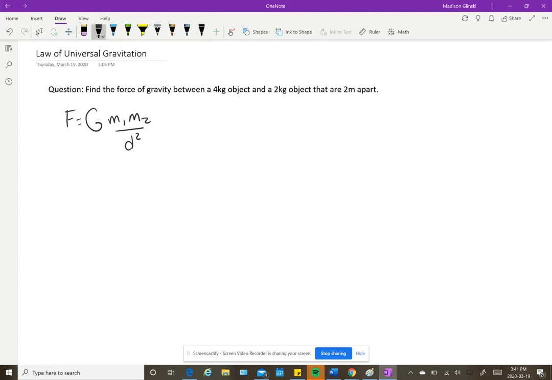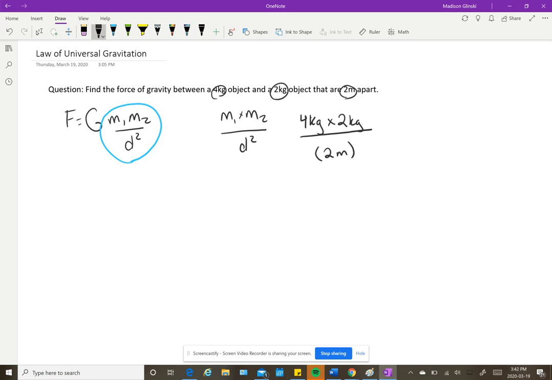Now, this equation looks a bit big, but you don't have to take it all in one piece. So for now, we're going to focus on this part of the equation. So this is mass 1 times mass 2 all over the distance squared. So mass 1 was 4 kilograms times mass 2, which is 2 kilograms, all divided by the distance squared. So 2 meters, but all that squared.